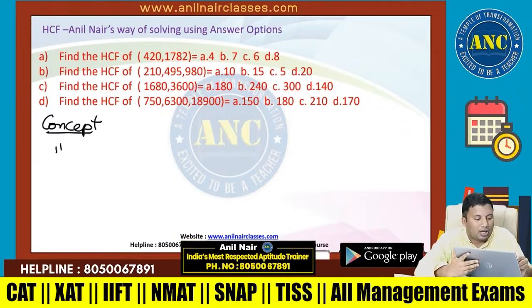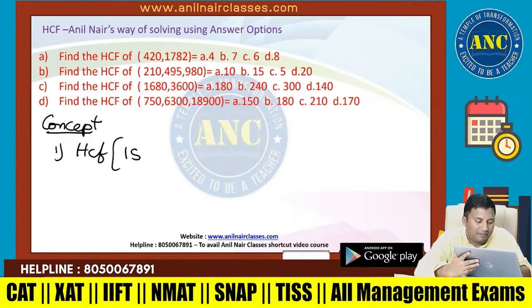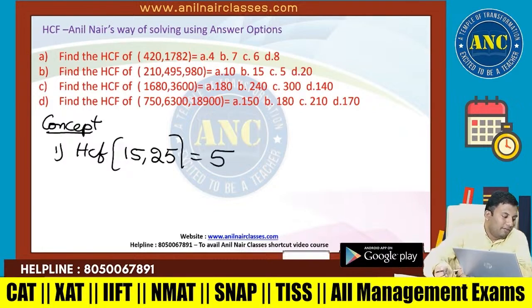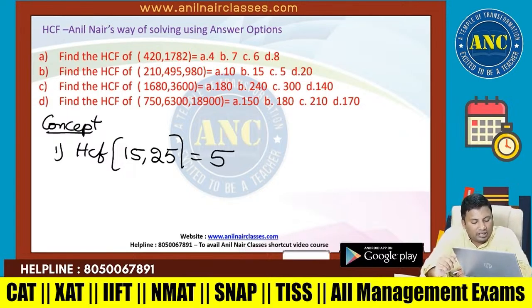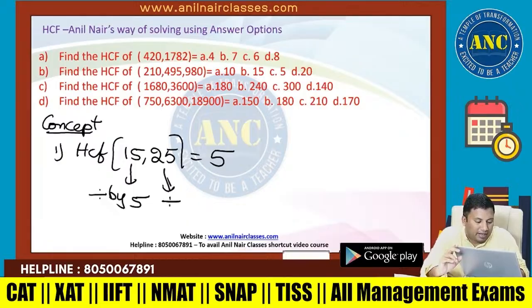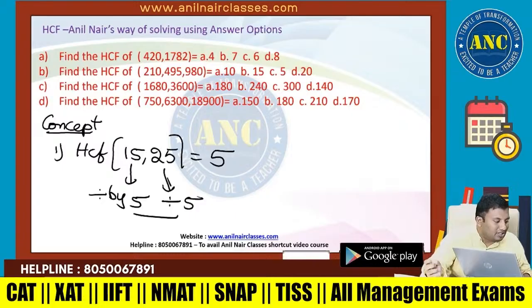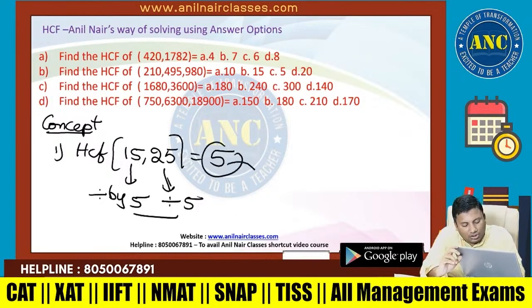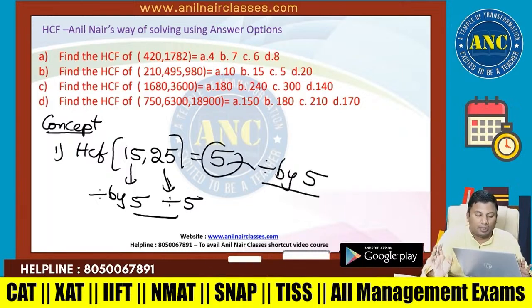Now, concepts. H.C.F. of 15 comma 25 is 5. Diksha, I will come to you, please hold, let me complete this concept. 15, 25 is 5. If this is divisible by 5 and this is divisible by 5, the answer should also be divisible by 5.